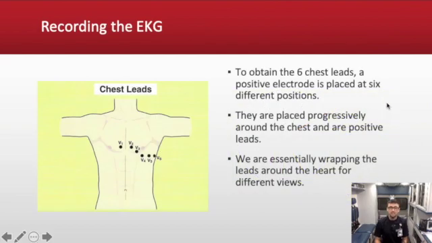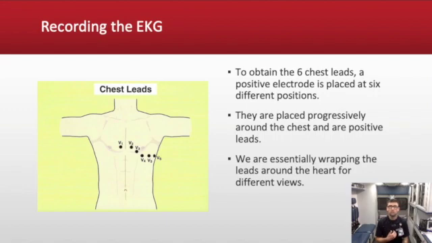Our chest leads, we were talking about V1, V2, V3, V4, V5, and V6. We need to place all of these in 6 different positions. We're placing them progressively around the chest, and these are all positive leads. We're essentially wrapping the leads around the heart for different views.